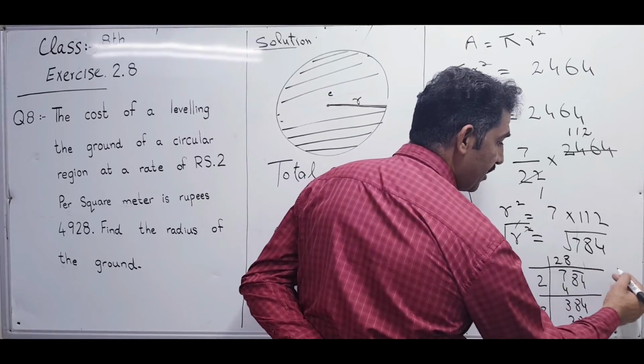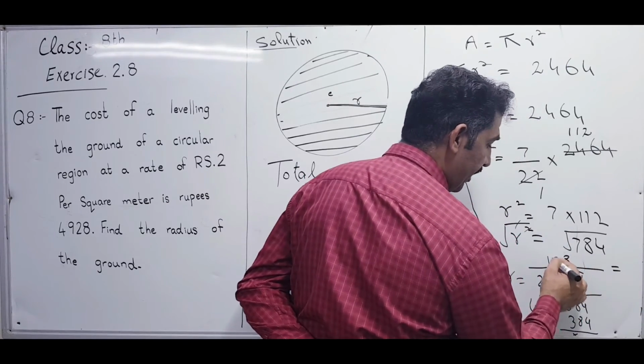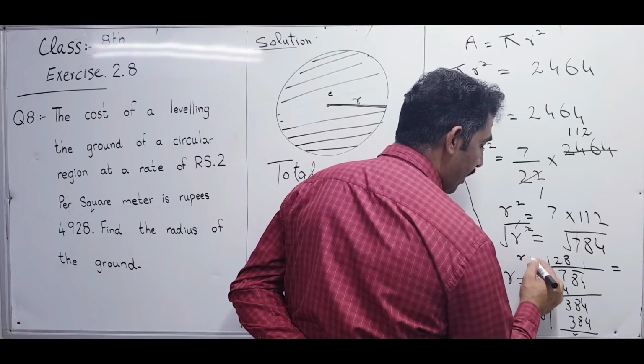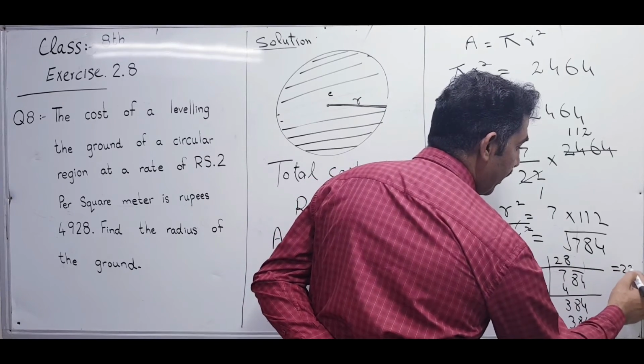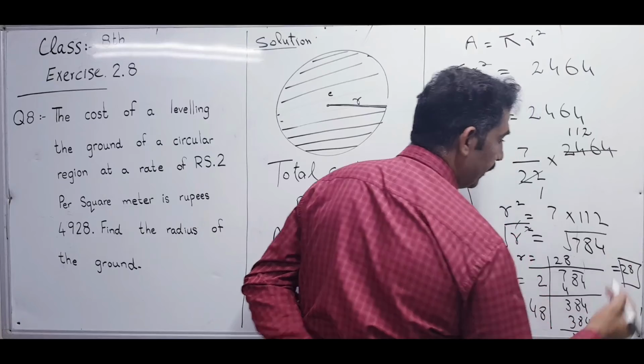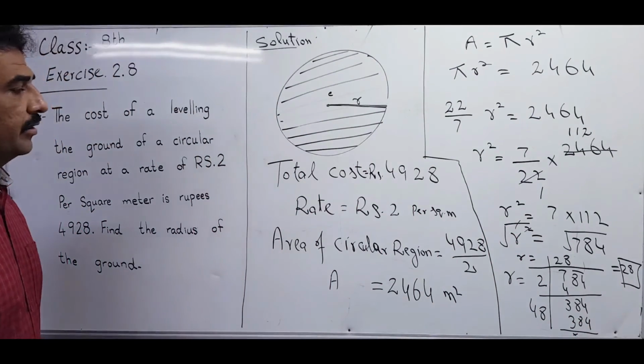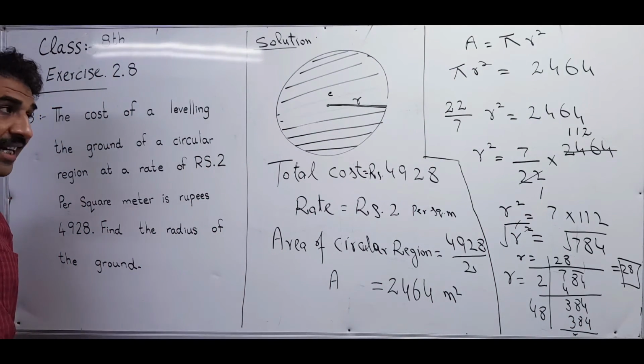Finish. So what is the answer of the radius? The final answer of the radius is this one. So r is equal to 28. Question finished. He is asking about the radius.